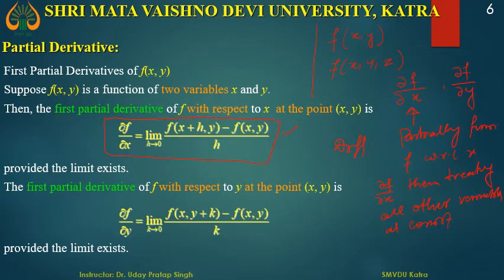Similarly, partial derivative of f with respect to y, that is dou f upon dou y, is limit k tending to 0. In this case, x is constant and y is variable. F of x, y plus k minus f of x, y divided by k. If this limit exists, then it is known as partial derivative of f with respect to y.